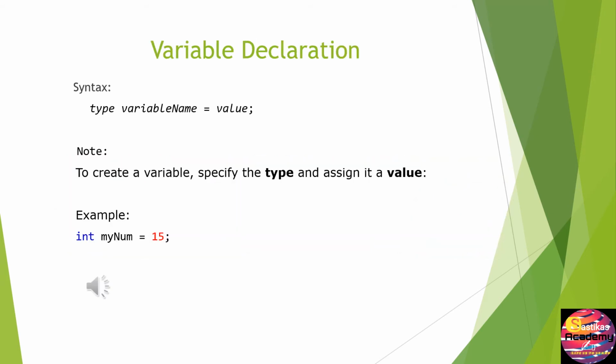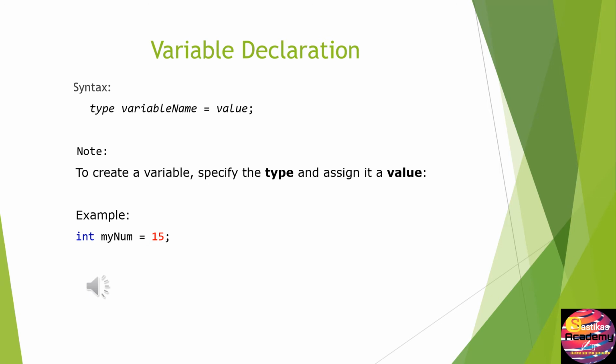How to declare a variable in a program? Variable declaration. The syntax of variable declaration is the variable type, the variable name, and then the assigned value. To create a variable, you have to specify the type: integer, float or character. Then the variable name, and assign a value to the variable name.